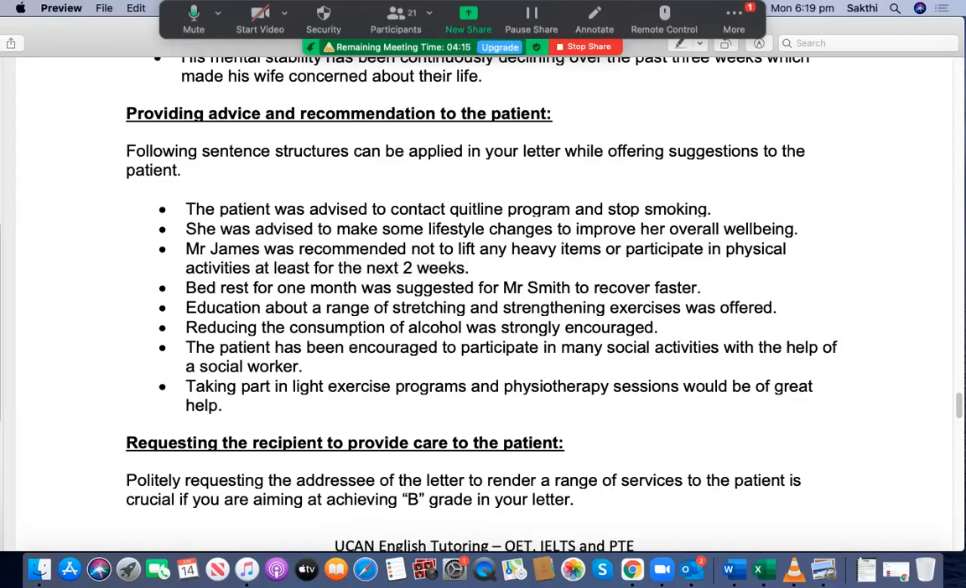All right. Bed rest for 1 month was suggested for Mr. Smith to recover faster. Education about a range of stretching and strengthening exercises was offered. Okay. Reducing the consumption of alcohol was strongly encouraged. The patient has been encouraged to participate in many social activities with the help of a social worker. Taking part in light exercise programs and physiotherapy sessions would be of great help. Got it? So these are some of the phrases, where you can request the addressee, okay, to arrange something. All right.